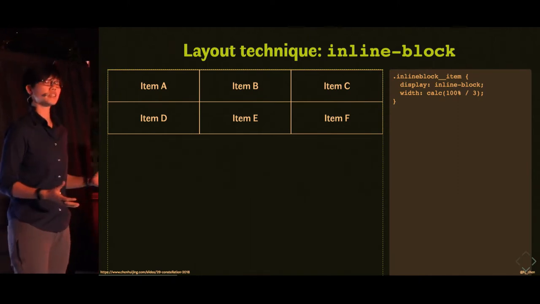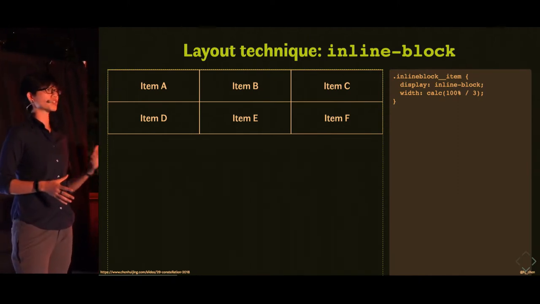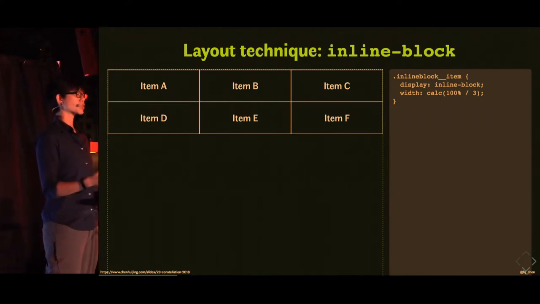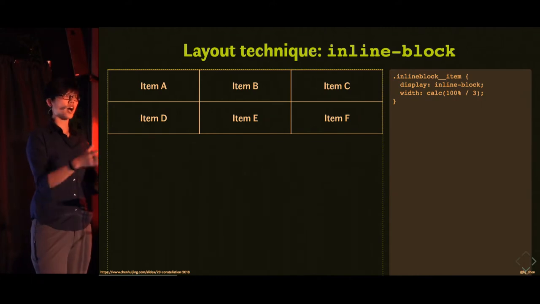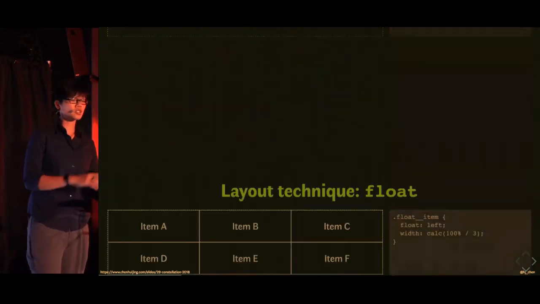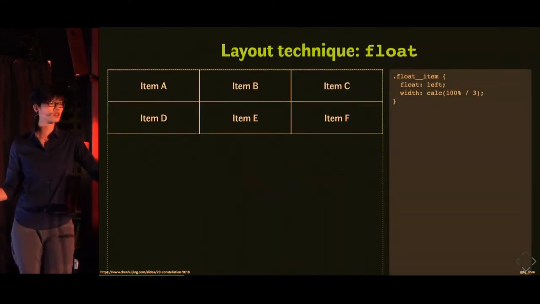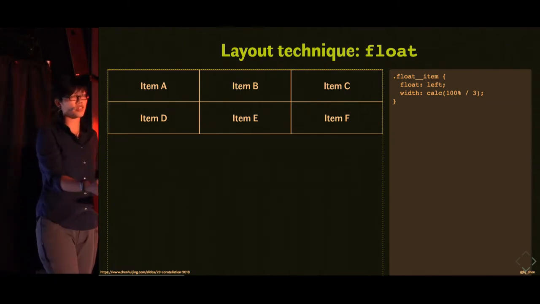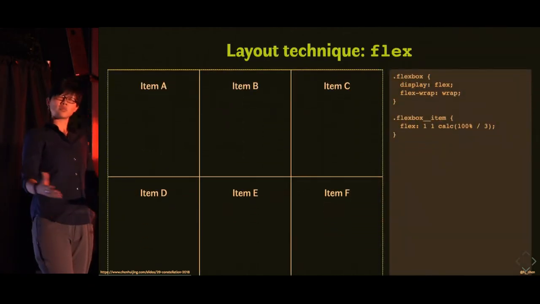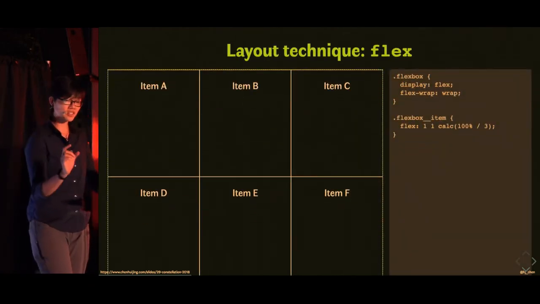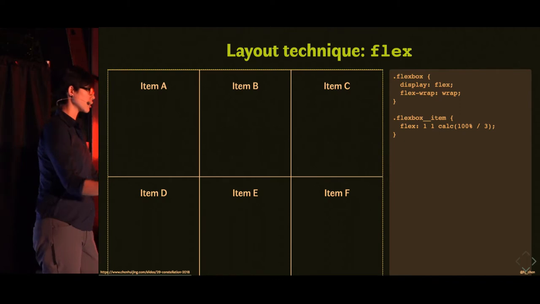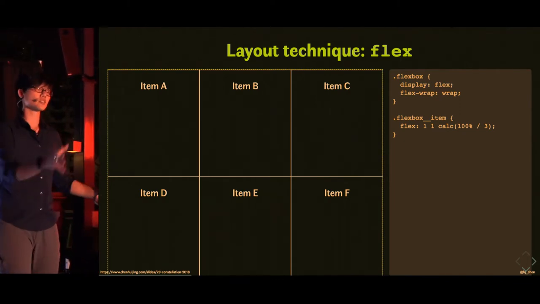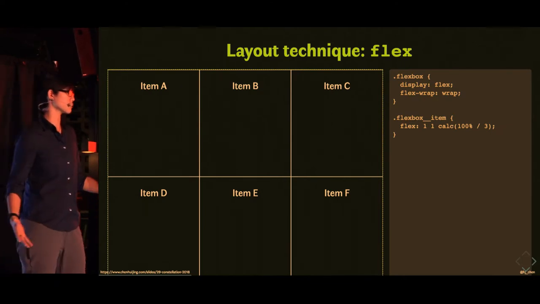What I would do is define a width on each of the elements. In this case, I'm using inline-block, and I have to make sure that each of my items is a third of the container. It's almost exactly the same if you use float. You also have to make sure that each item is a third of the container. Now, we can use Flexbox. And the syntax is slightly different. But if you look closely, I am still trying to make the flex basis a third of the container so that everything lines up in three columns.